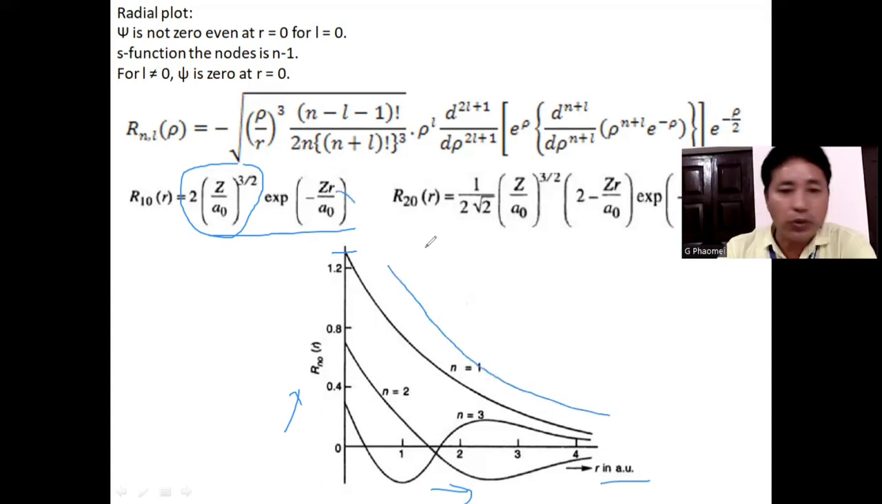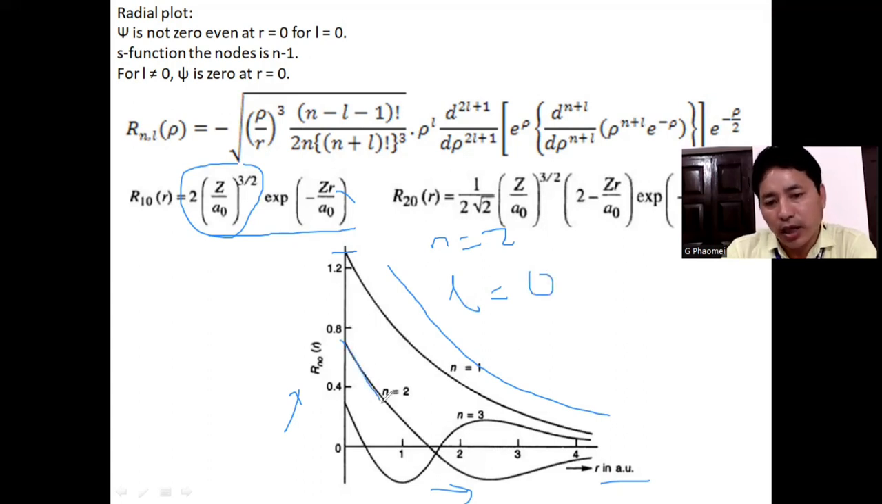And for 2s, that means n is equal to 2 and l is equal to 0, we also have this, and here we have a nodal point, where it goes to zero. Therefore, it goes negative, and finally it comes up again, but it never touches the axis again. And for 3s, we have two nodes, one here and another one here. So like this, we can do the radial plot.